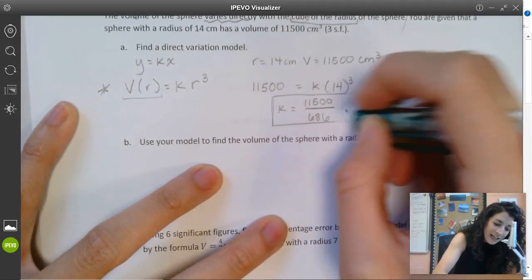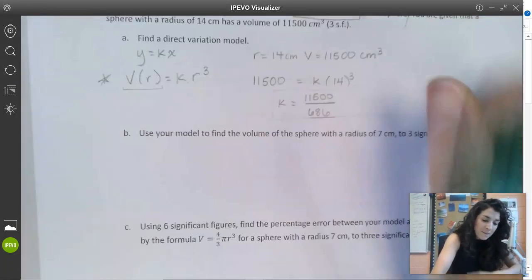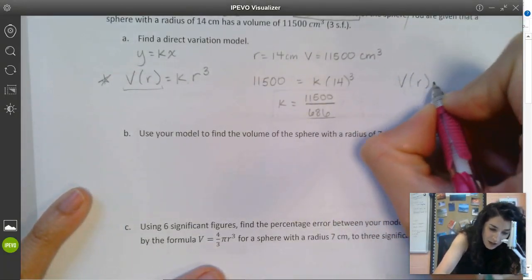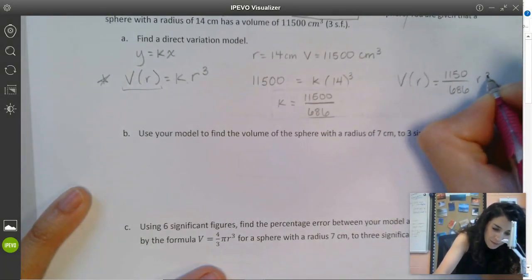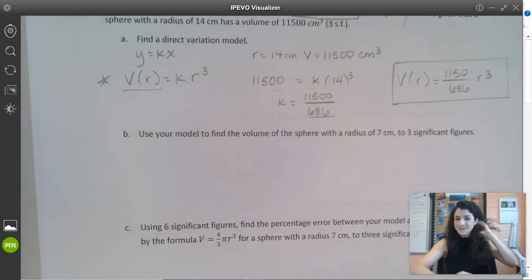I just realized that I made the wrong formula. I solved for k, but then in order to turn it into the formula, V of r equals, there we go. And that is actually correct.